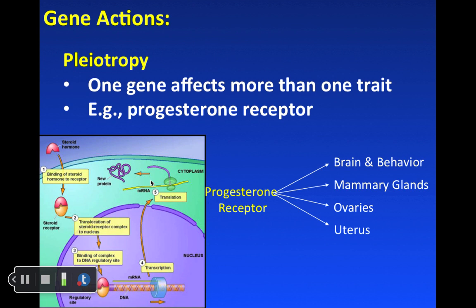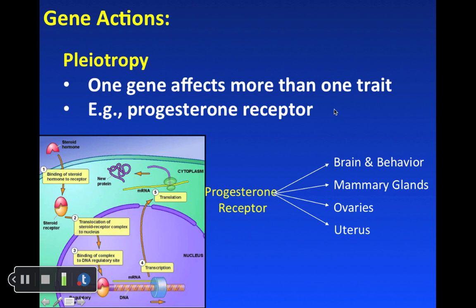Let's briefly review the ways in which genes can interact with each other and the effects that they can have on phenotypes. We have seen this before. First of all, this concept of pleiotropy. We're talking about situations where a single gene can have more than one trait, and there are all sorts of examples. For example, the gene that codes for a hormone receptor, such as a progesterone receptor.